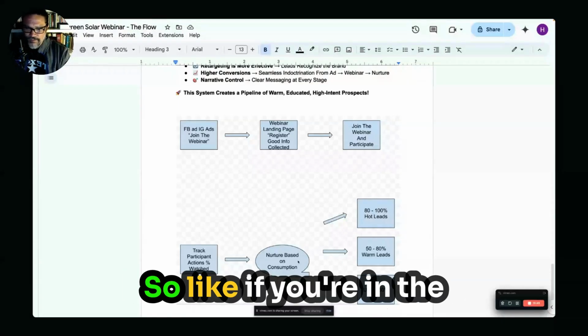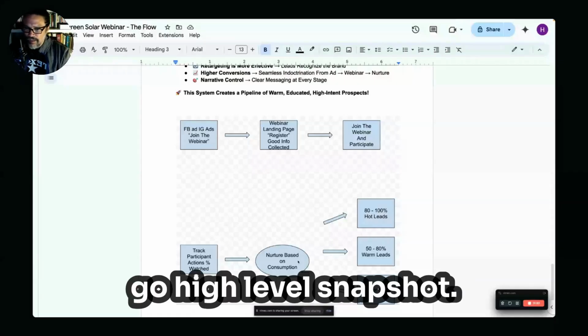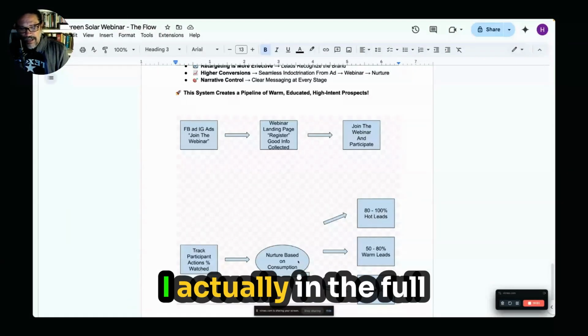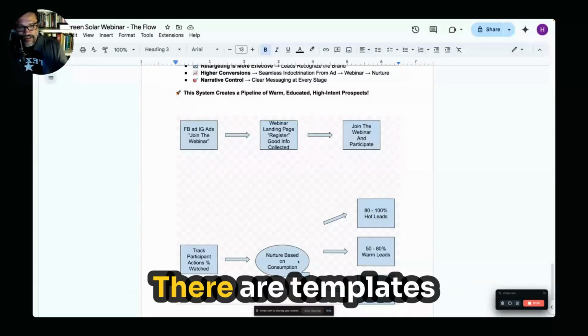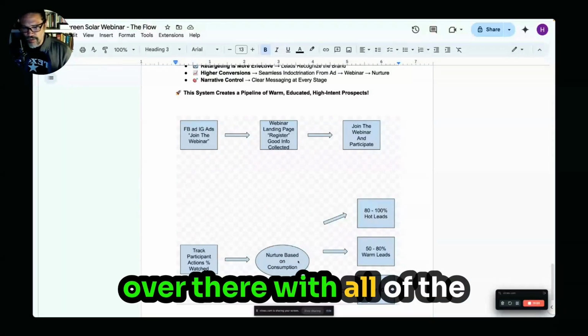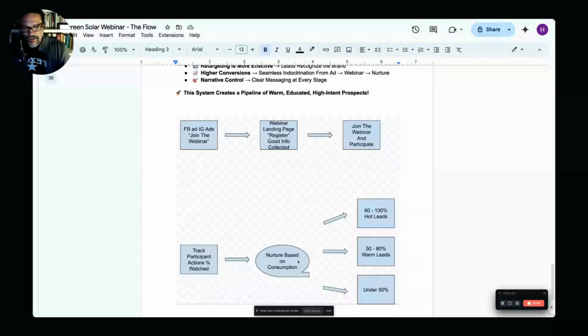All right. So if you're in the program, we provide the Go High Level snapshot. In the full training of this, I train to Active Campaign. There are templates over there with all of the nurtures already built out. If you wanted to use Active Campaign, you could just import those templates and you could be good to go. Otherwise, we would provide a Go High Level snapshot.